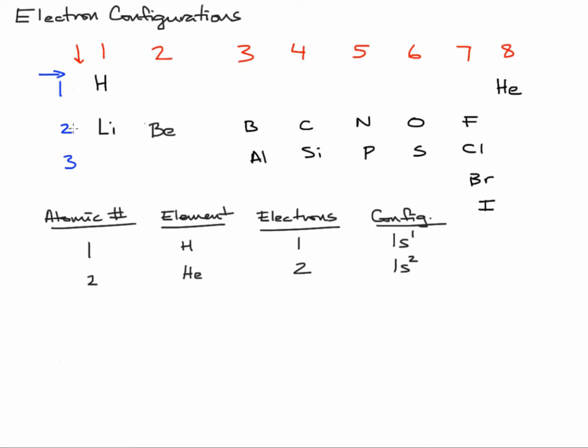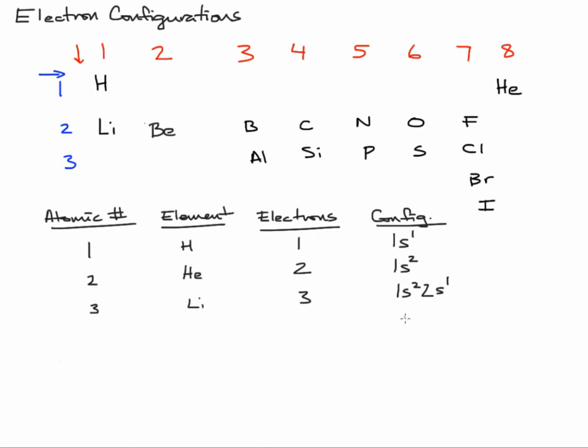Now we're in period number 2. Atomic number 3 is lithium. We have 3 electrons. The first 2 electrons are going to be the configuration of helium. So we start with 1s2. Since we're in period 2, we're now in the second shell. Remember, the lowest energy orbital is the s orbital, and the third electron is going to go into that orbital.